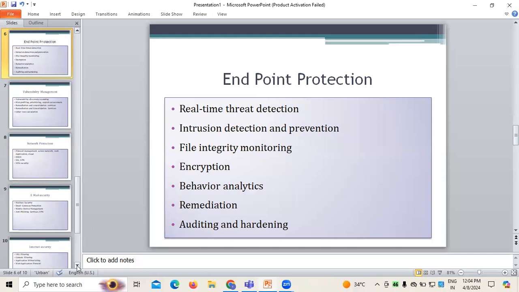integrity monitoring. At the same time, encryption of data is also required. So encryption of systems, along with identifying behavioral analytics, how the system behaves, is required. This is followed by remediation, auditing and hardening. All these come under endpoint protection.